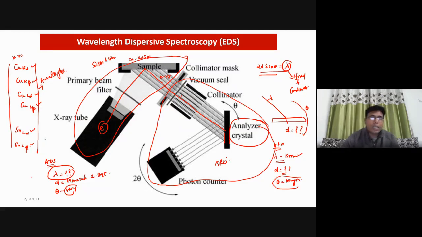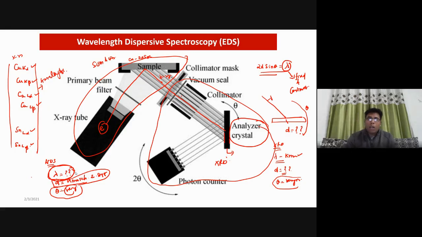In that case, what we are doing is keeping an analyzer crystal which has a known D value. If the D value is known to us, then by varying the theta, you can identify what your lambda is. This is what we are actually doing in wavelength dispersive spectroscopy. This is the fundamental mechanism by which it works.